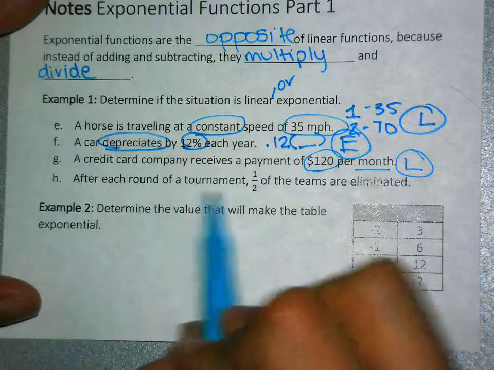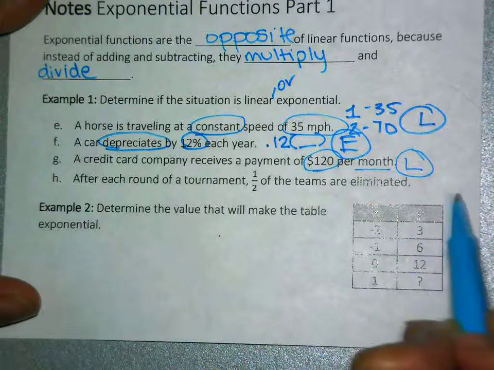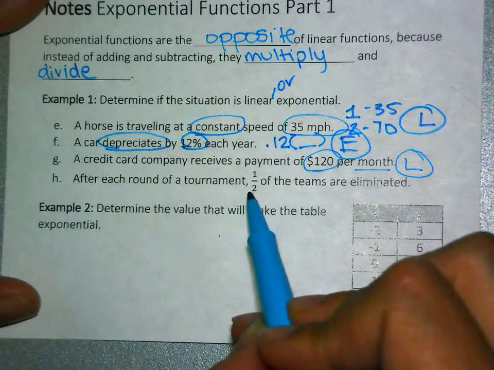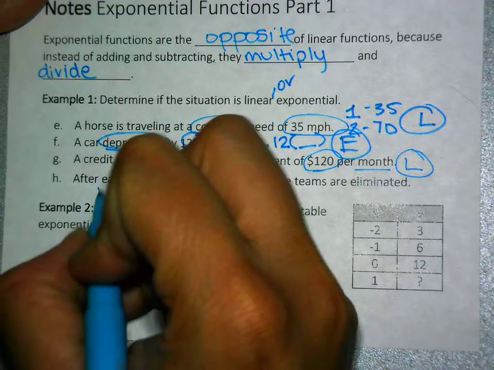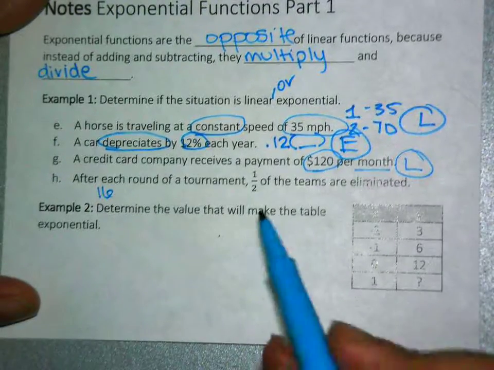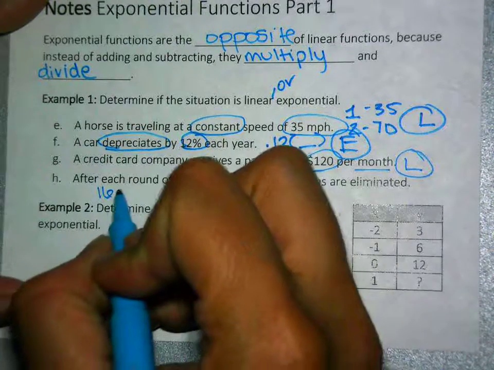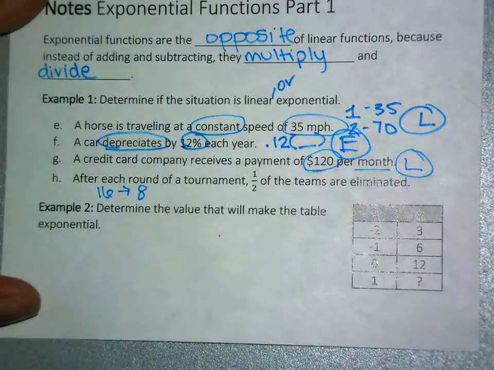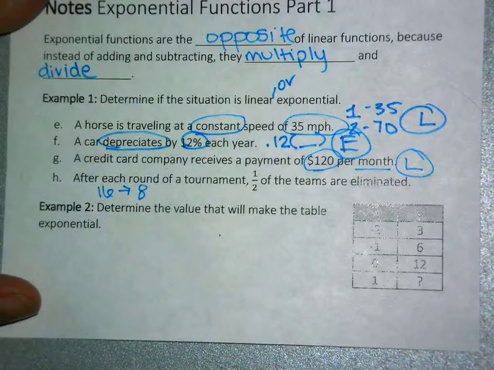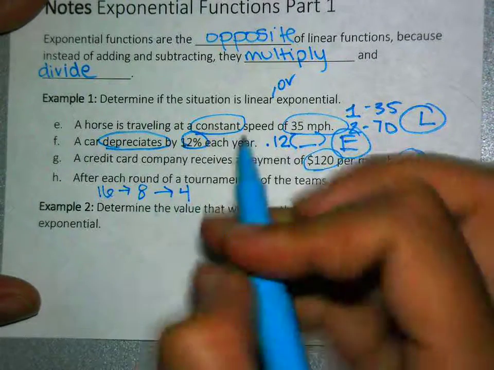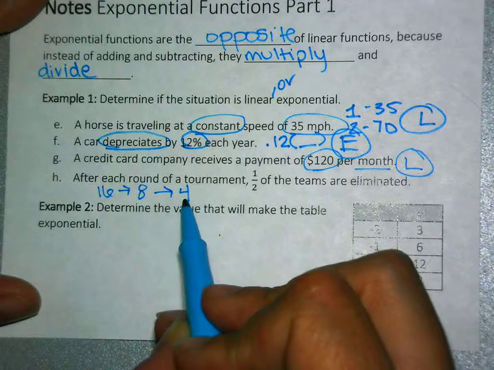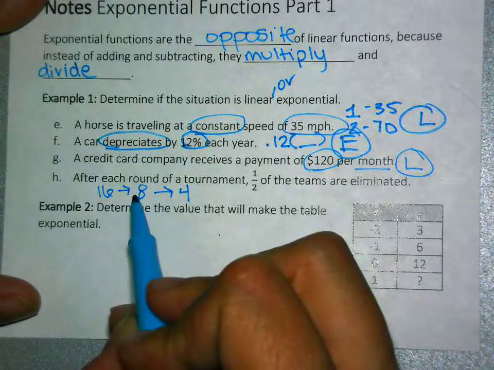After each round of a tournament, half of the teams are eliminated. This one is a little tricky. When I get to ones like this, I like to think, let's say we started with 16 teams. After the first round, half of them are eliminated, which means there's 8. So it decreased by 8. After the second round, there's 4, because they broke up into half again. So from 8 to 4.